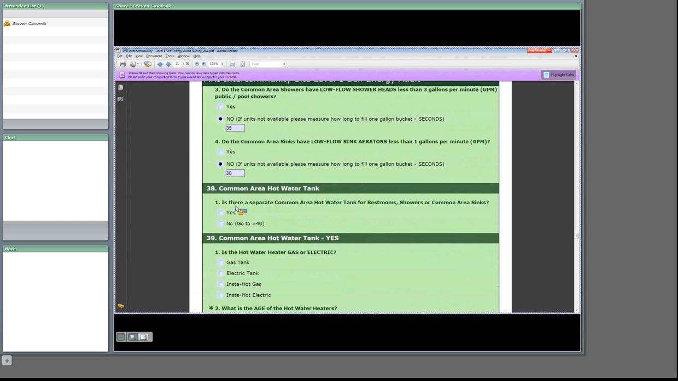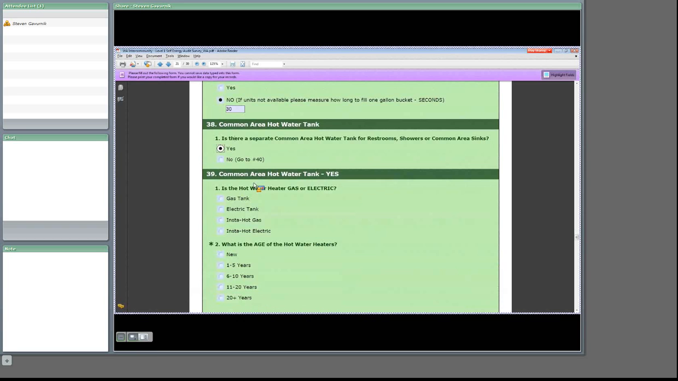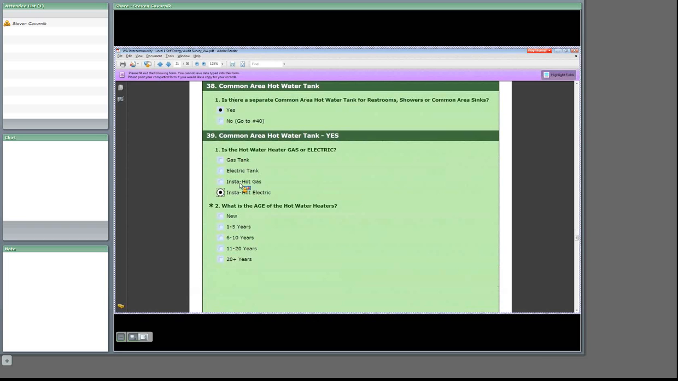Section 38, common area hot water tanks. Is there a separate common area hot water tank for restrooms, showers, and common area sinks? If the answer is yes, you'd indicate yes, otherwise answer no and go to section 40. Common area hot water tanks. Is the hot water tank gas or electric? You'd indicate whether it's a gas, electric, whether it's one of those inline Insta-Hot gas or Insta-Hot electric systems.